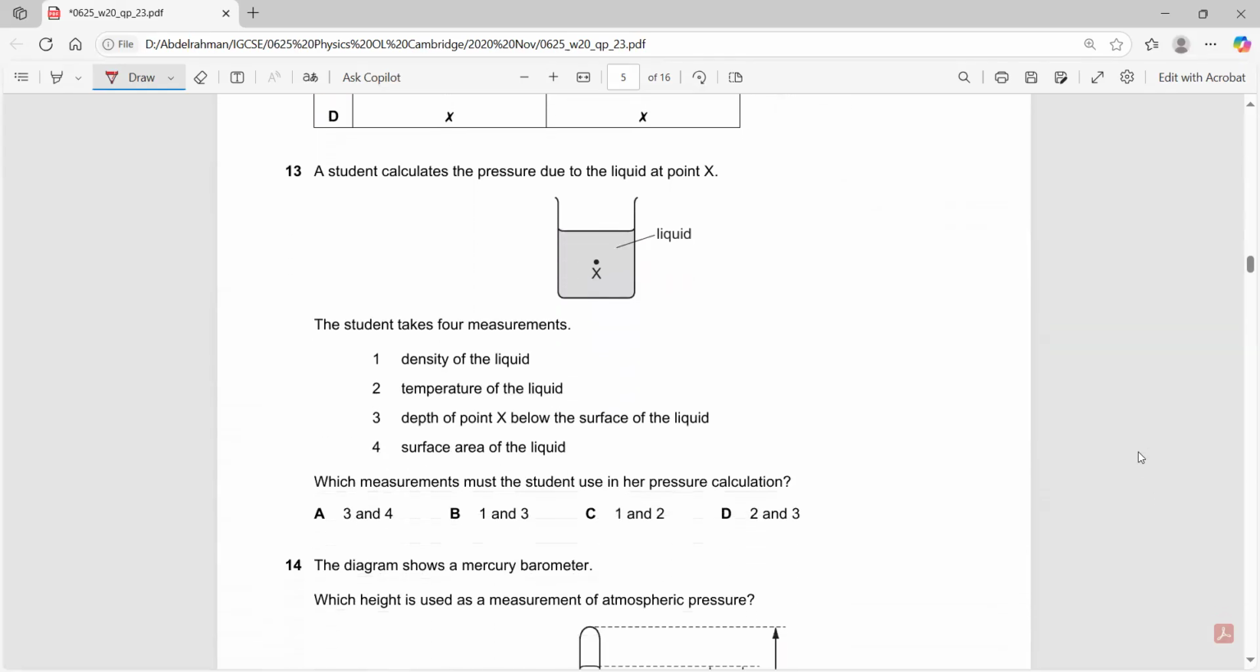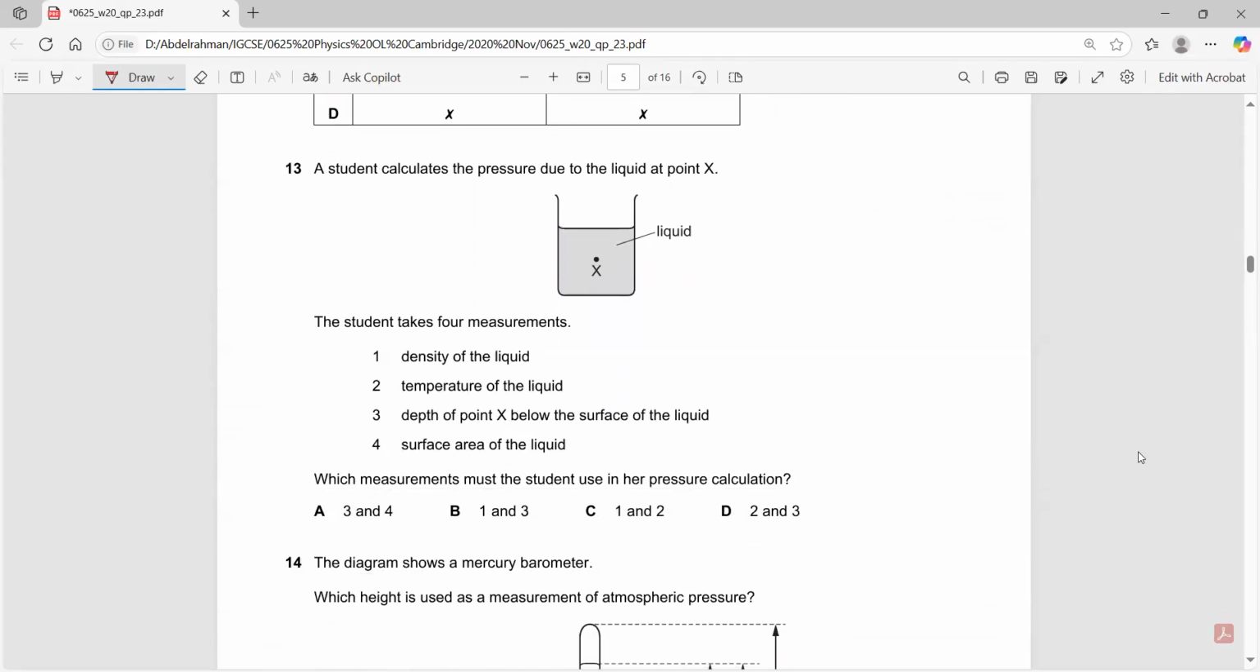A student calculates the pressure at point X. The student takes 4 measurements: liquid density, temperature, depth, surface area. Which measurements must the student use in her calculation to find the pressure? Do you need the density? Yes, you do need the density. Temperature? No. Depth? Yes. Surface area? No. So only 1 and 3.